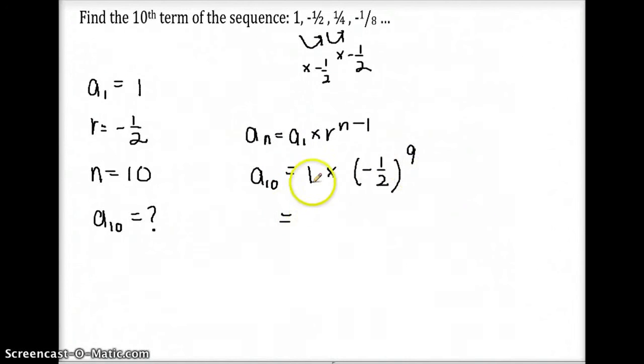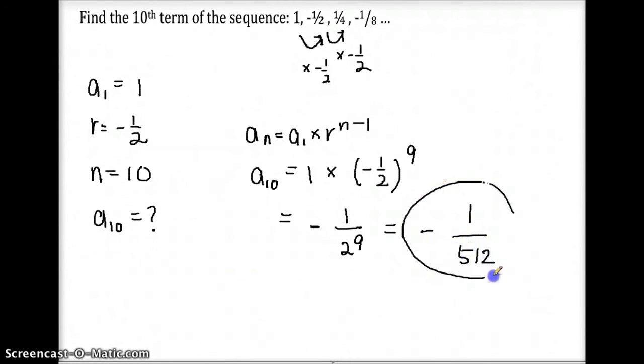Here we don't have to really think about the 1, we just have to think about this. And it's going to be negative because we're taking it to the power of an odd number. So 1 to the power of 9 is just going to be 1, and 2 to the power of 9 is 512. Yes, I looked that up. Okay, that's our answer: negative 1 over 512. That's going to be the 10th term of the sequence.